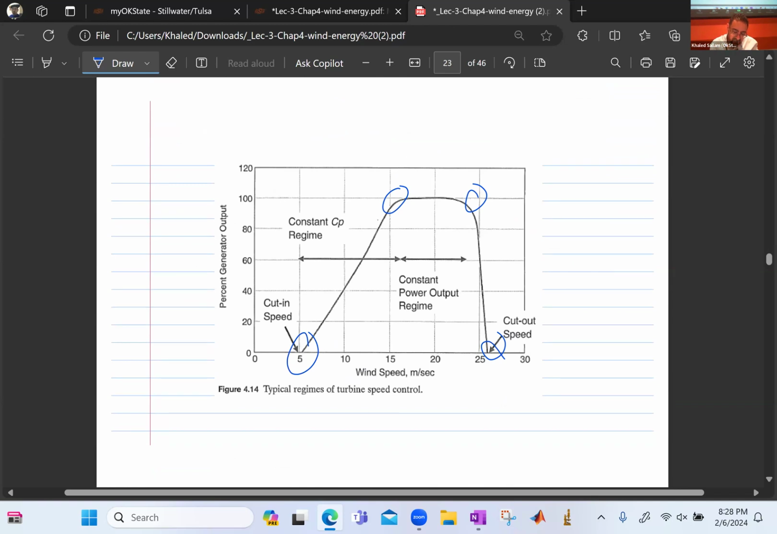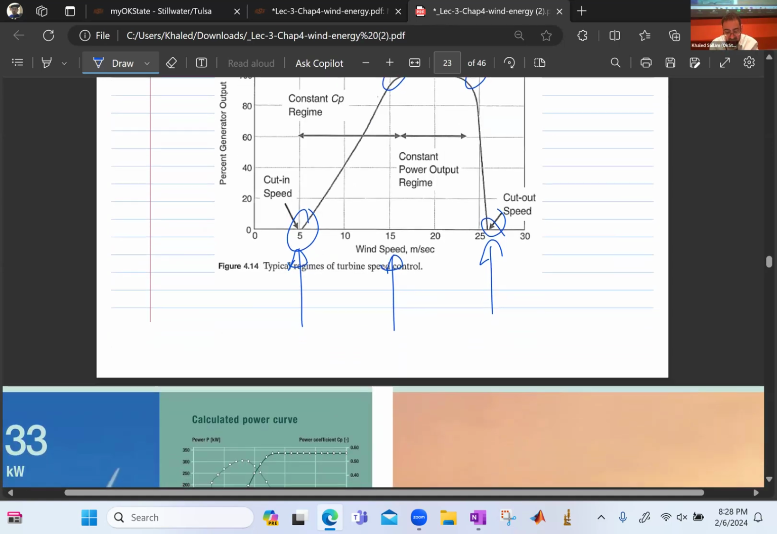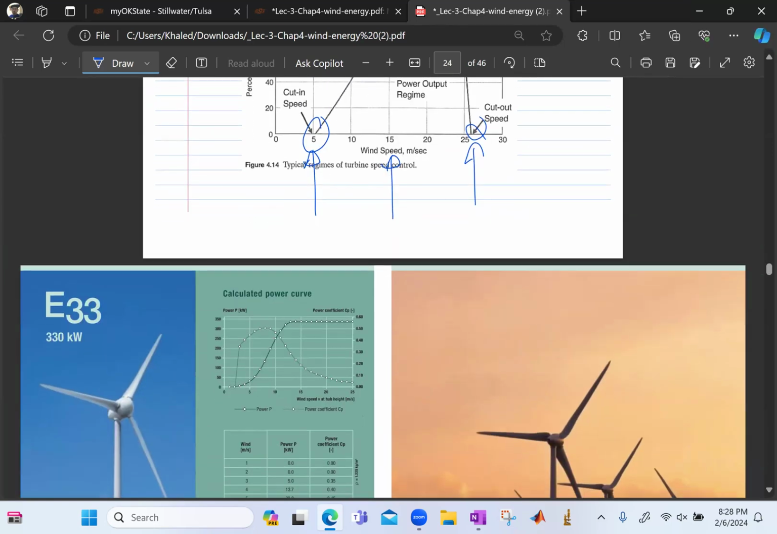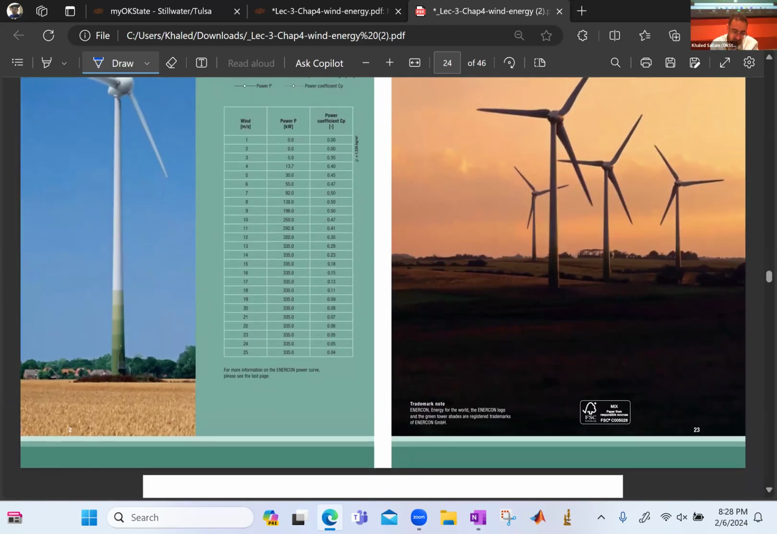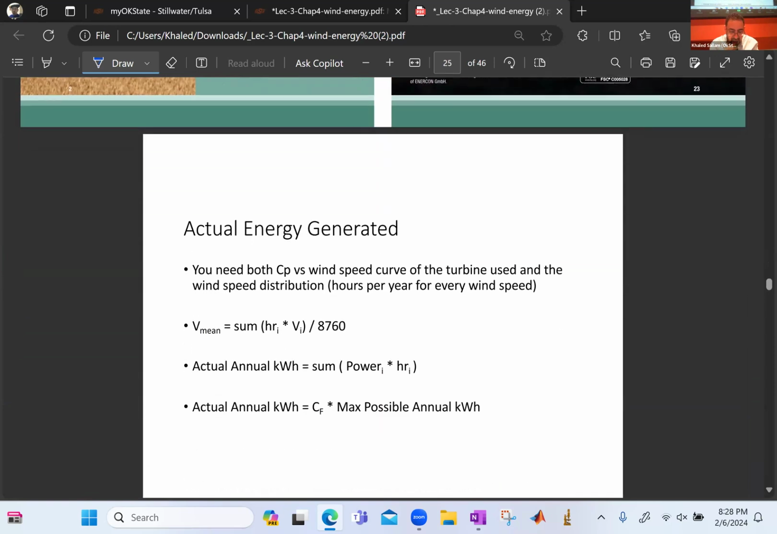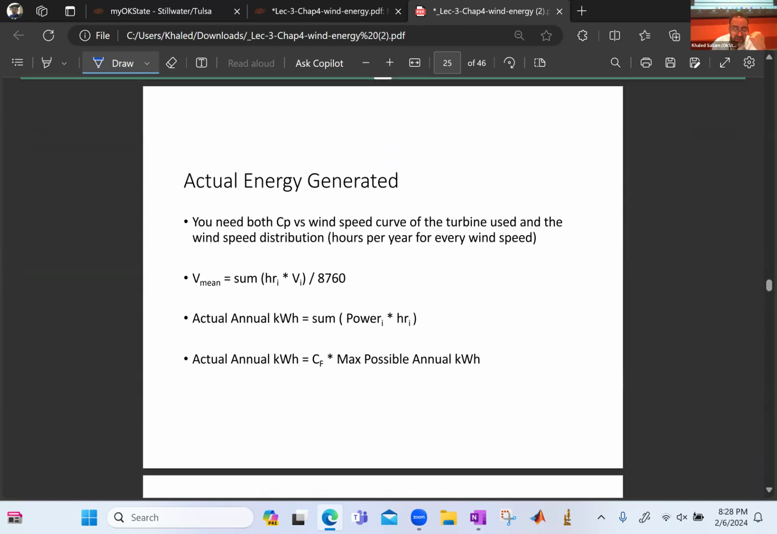Make sense? So cut in, rated, cut out. So in the real curve will be like this. Yes, that's the one that we use in our homework. And in all those things, we always wanted to know how many hours per year is the velocity this much so that we can get the power of the turbine.